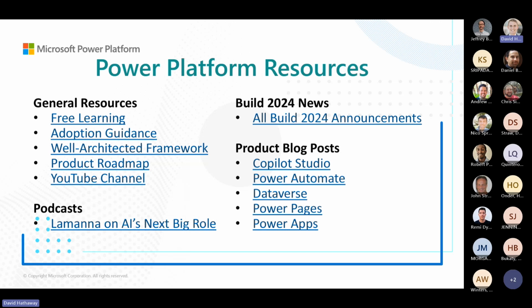And then on the right-hand side, we have our Build Book of News link up at the top. So that's all the announcements from Build 2024. If you want to dig into stuff for Visual Studio, from Azure, from Teams in the modern work side of the house, and Copilot for M365, you can get all the hot announcements there. And then also our product blog posts specific to Power Platform right below that. These should all be clickable right on your screen today.